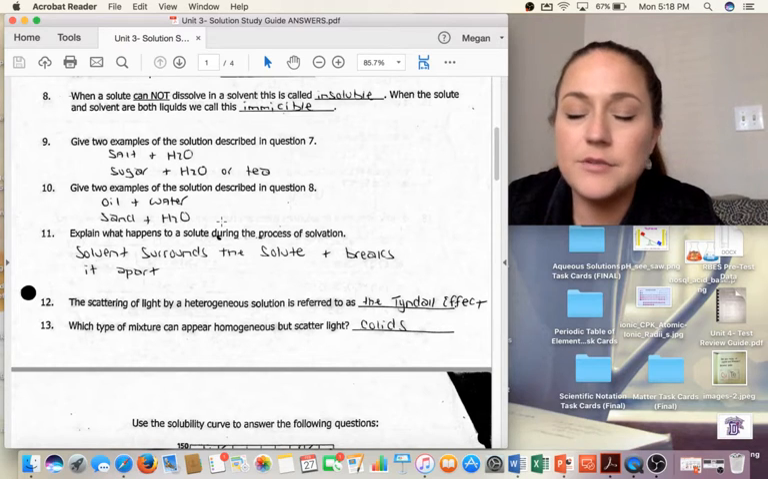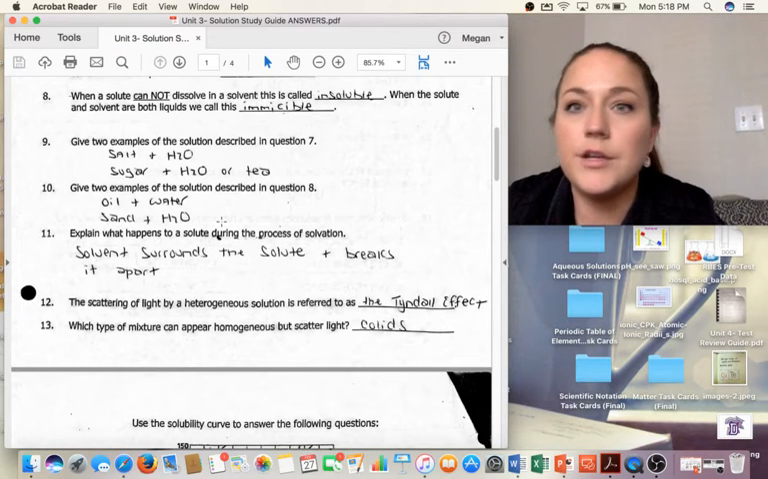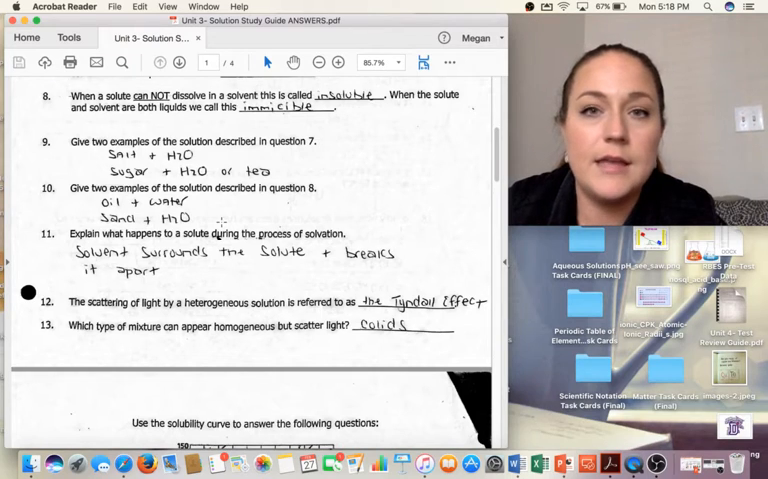They are immiscible to each other. Sand and water, you can have filtration and separate out.